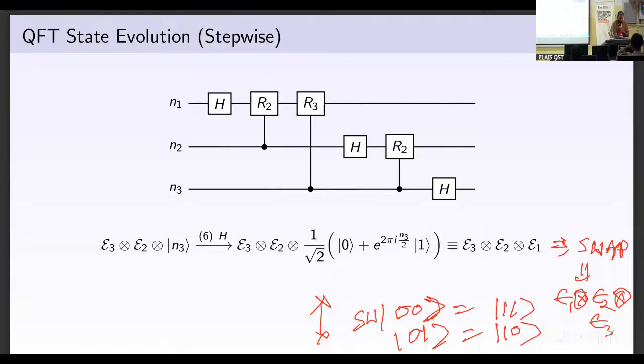So now we have successfully changed from the computational basis, by which the binary was defined, to a new basis which is defined by these values.